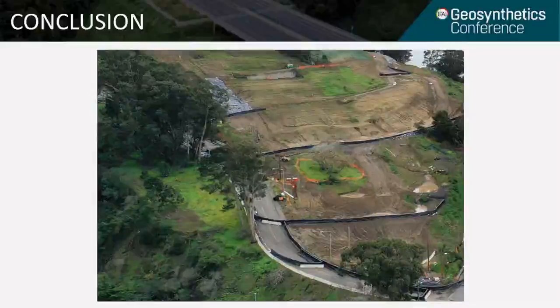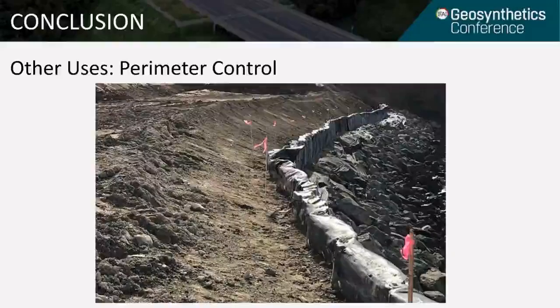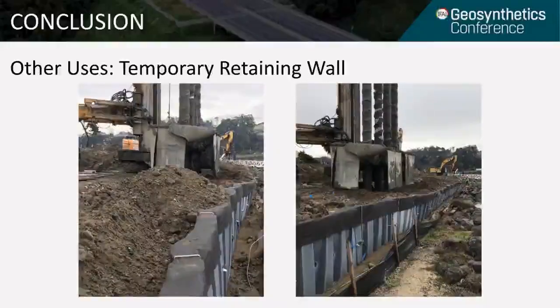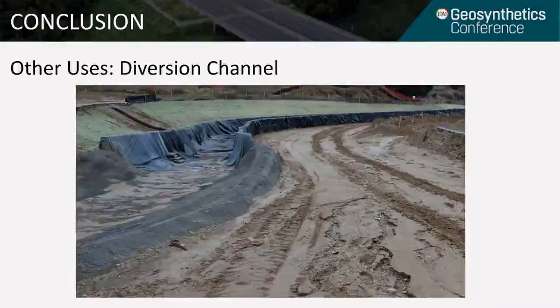Since the end of the case study period, we've reused the barrier wall product at the project site for a variety of other applications, including as a perimeter control BMP, as a temporary retaining wall during geotechnical construction activities, and as a diversion channel to route stormwater away from a sensitive area of the construction site.